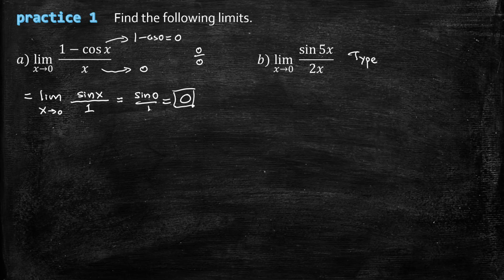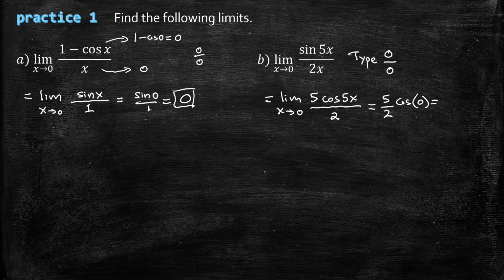I like to sort of list the type here. So sine of 5x, sine of 0 is 0, 2 times 0 is 0. So that's the indeterminate type we have. We can use L'Hopital's rule. So let's take the derivative of the numerator, which would be 5 cosine 5x, over the derivative of the denominator, which is 2. And we're at a stage where we can do direct substitution. So cosine of 5 times 0, which is 0. And so the answer is 5/2.